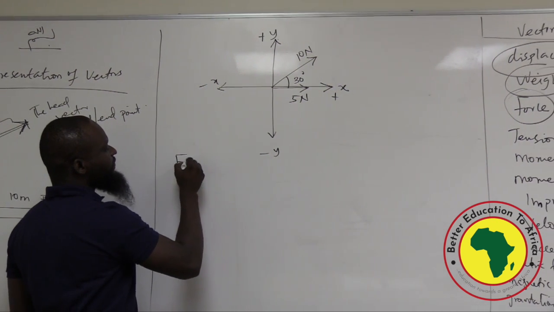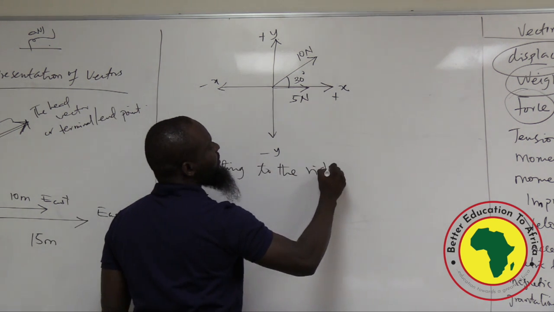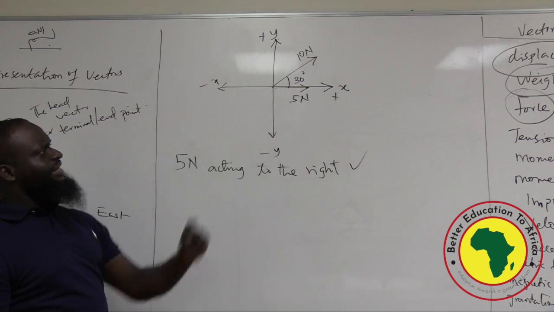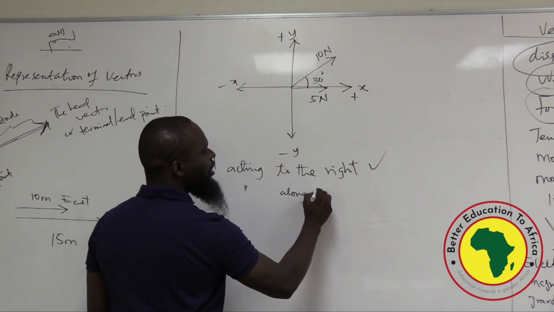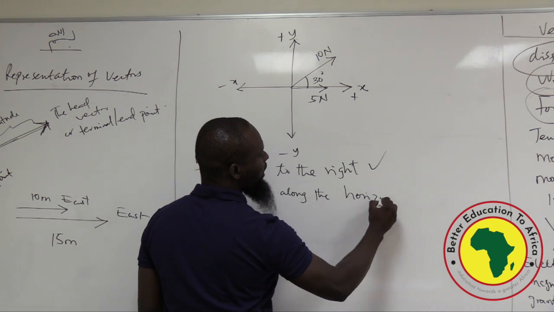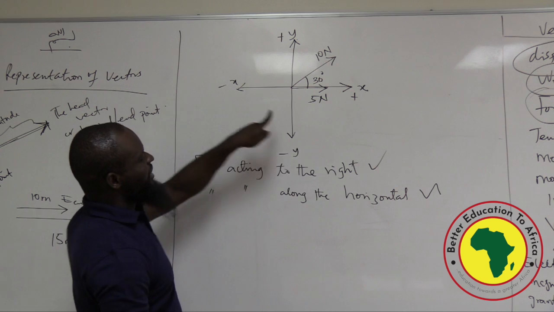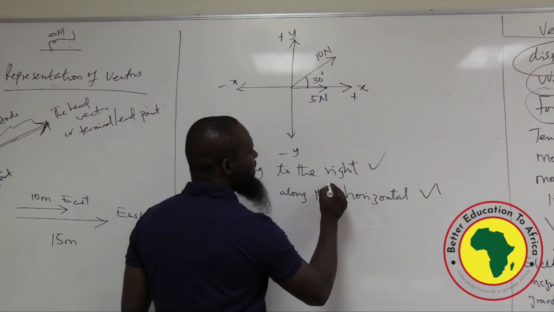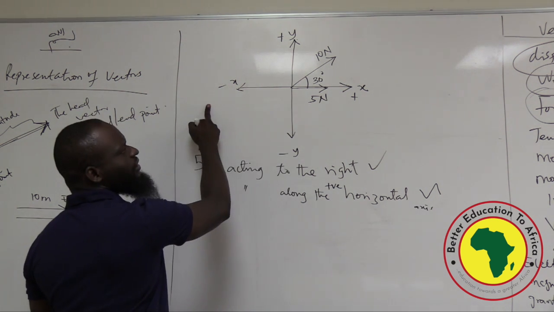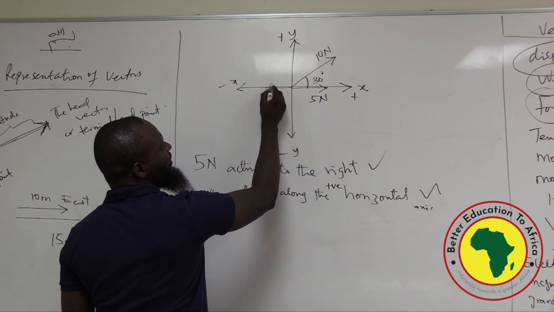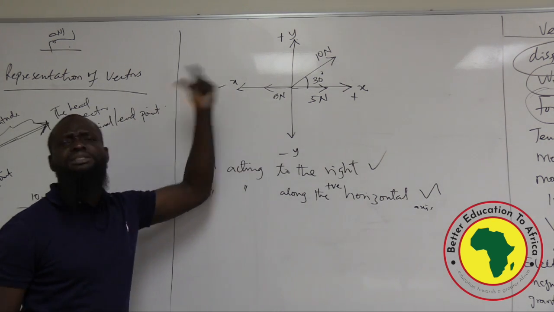Now I want to describe this 5 Newton force, which is an example of a vector. So I'll say there is a force of 5 Newton acting. Some people will say to the right. Yes, that is one way to explain it. It's going to the right. Some people will say 5 Newtons acting along the horizontal. This is partially right because this is also horizontal. So you have to say it is the positive horizontal axis, okay? Because this is also horizontal, okay? So if I have 5 Newton here, I can also call it, let me say 6 Newton, to the horizontal. But I have to tell them what part of the horizontal.